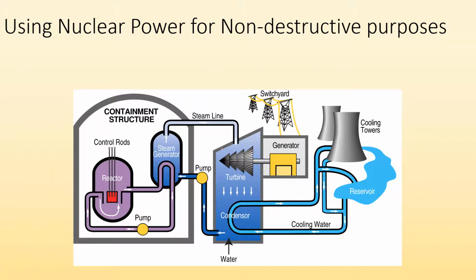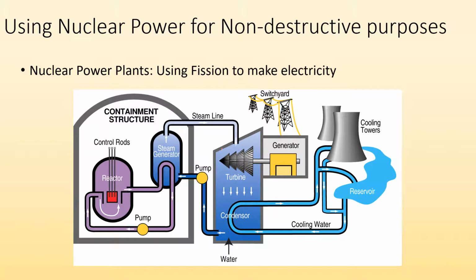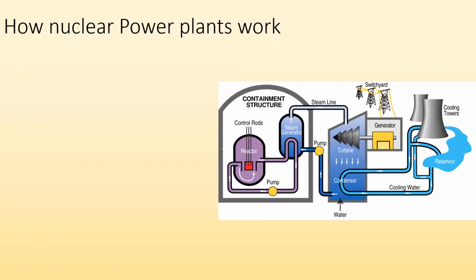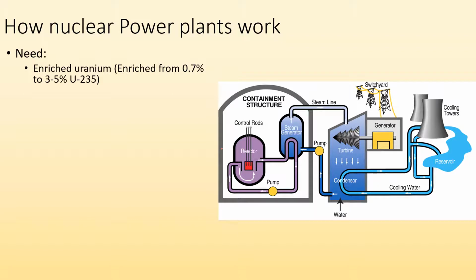So, using nuclear power for non-destructive purposes, right? We can use nuclear fission as a power source. Power plants use fission and convert it into electricity, and we're going to take a look at how they actually do that. So, what you need: enriched uranium. You need to enrich it from 0.7% to about 3 to 5% uranium-235. So you've got to start there.